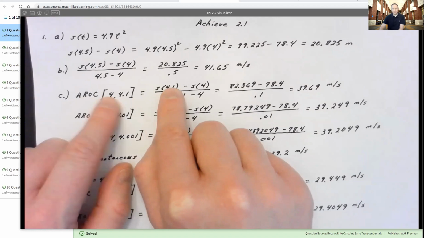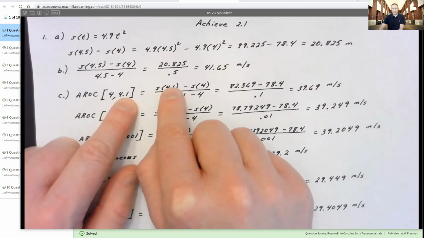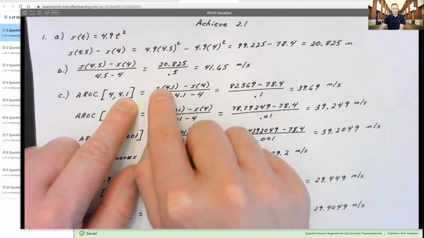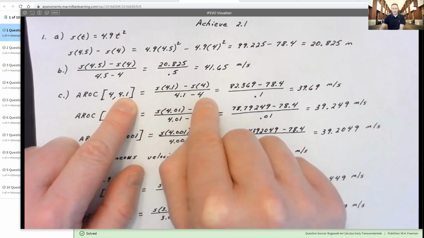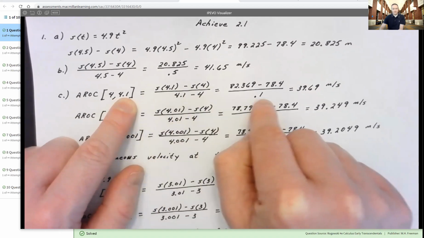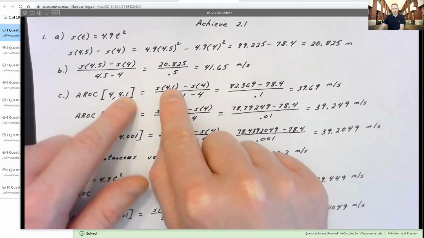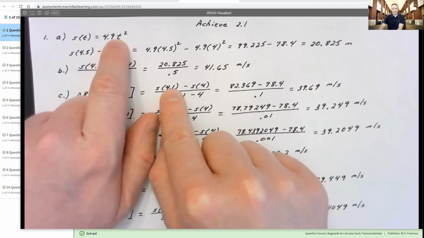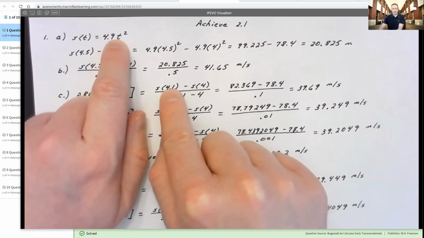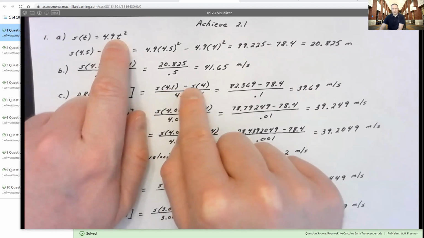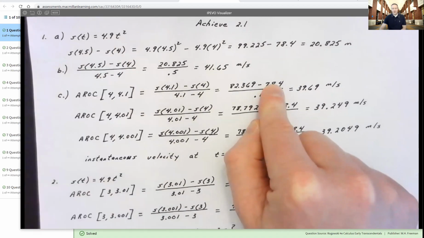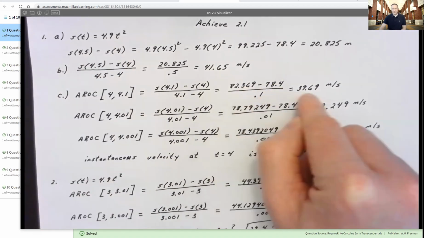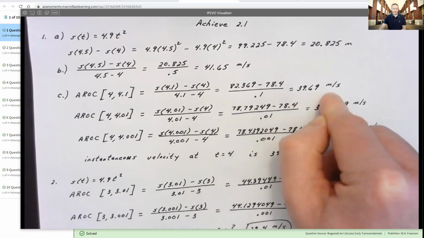I said the average rate of change between 4 and 4.1 seconds. Well, it's the position at 4.1 minus the position at 4 divided by the time differential, 4.1 minus 4, which is 1/10 of a second. S of 4.1, all I did is I plugged 4.9 times 4.1 squared into the calculator. And then, of course, S of 4, we already know, we did that up here, 78.4. When I figured this out, I got 39.69 meters per second.